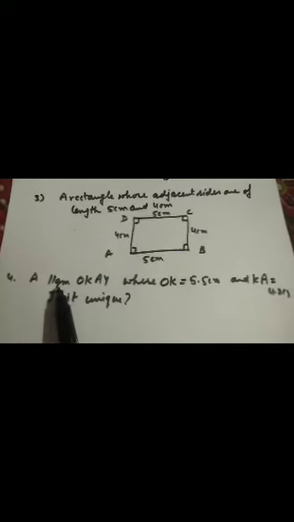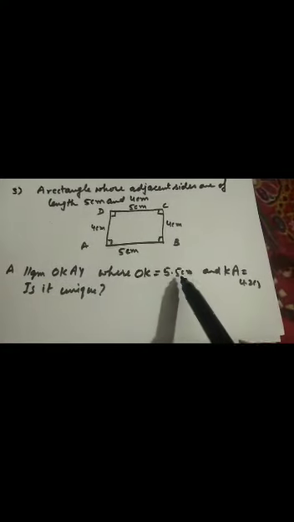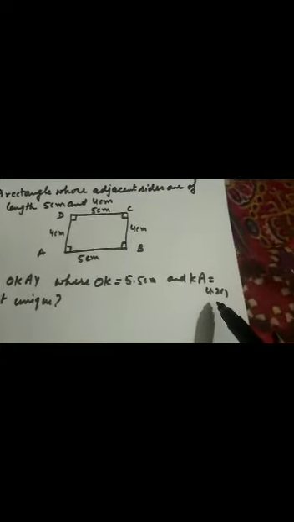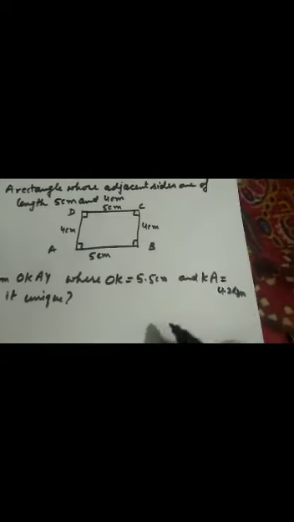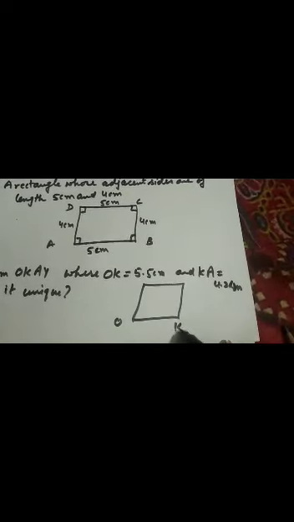Next question is a parallelogram OKAY, where OK is 5.5 centimeter and KA is 4.2 centimeter. Now we'll draw a rough figure. OKAY. OK 5.5 and this is 4.2. So we know that opposite sides are equal. But to construct a quadrilateral, 5 measurements are required. There are only 4. So we cannot construct this quadrilateral.